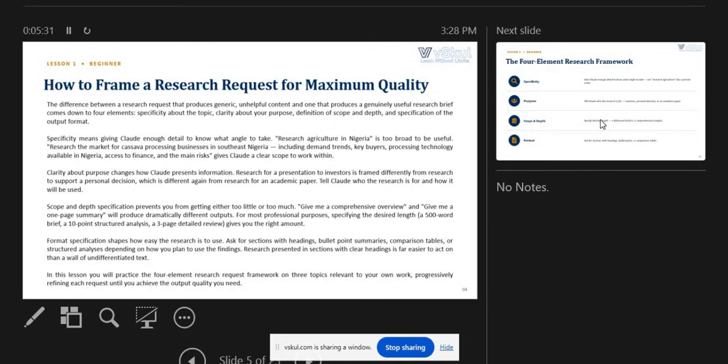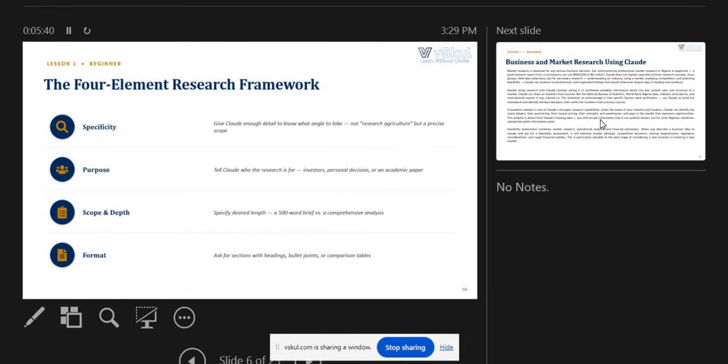progressively refining each request until you achieve the output quality you need. Okay? The 4 elements specifically include specificity, purpose, scope and depth, and format. If you look at the first one, specificity means give Claude enough detail to know what angle to take. Not just "research agriculture," but a precise scope, with the specification of the agri-product, location, and other details, right?